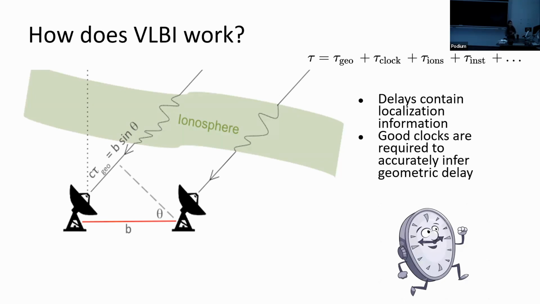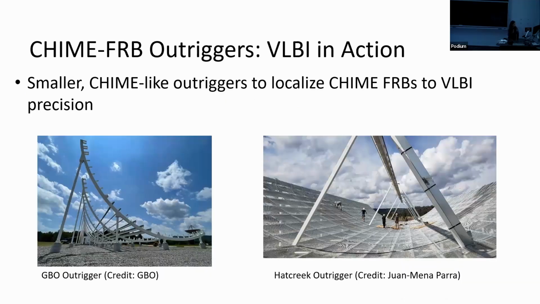The reality of VLBI is that there's a lot of other things other than that geometric delay that contains where the source is. There's also the clocks, which is why we need atomic clocks that are very good. There's other things like the ionosphere of the Earth. So there are a lot of things that can affect how precisely we can do these localizations of fast radio bursts. And so a big thing in this field is trying to see how well we can do VLBI and do it really, really precisely.